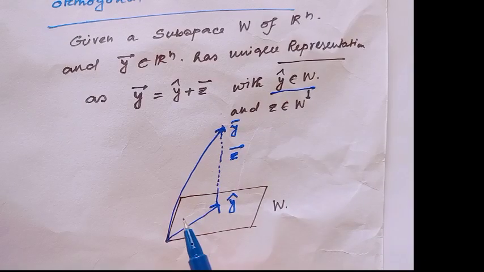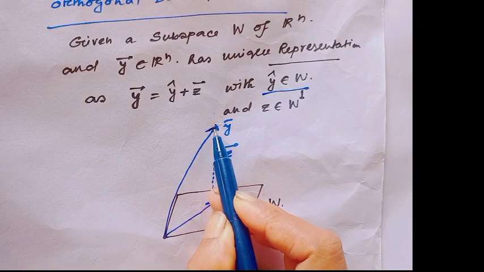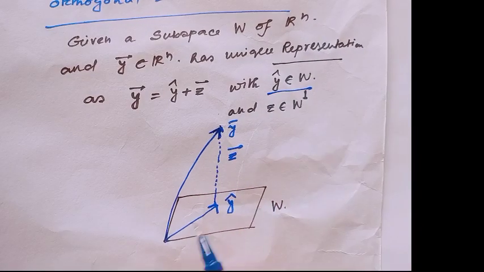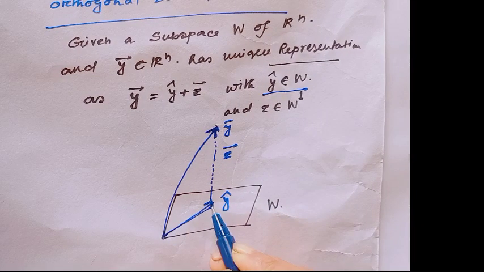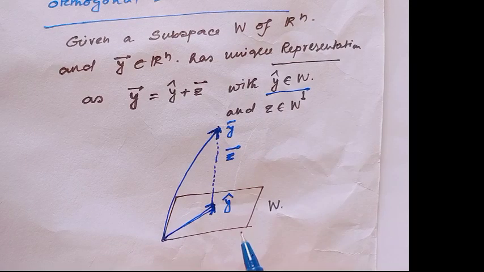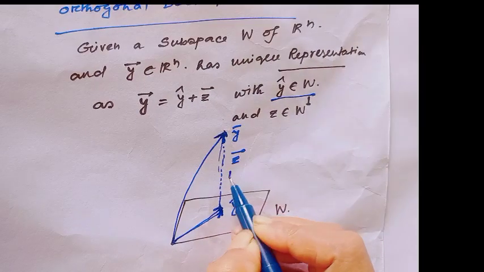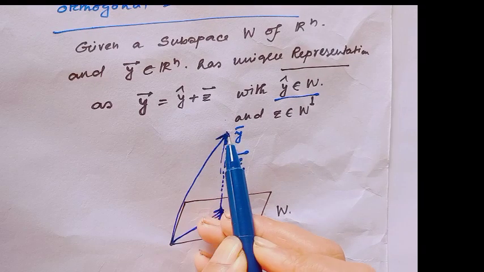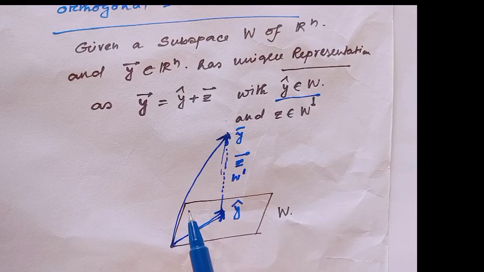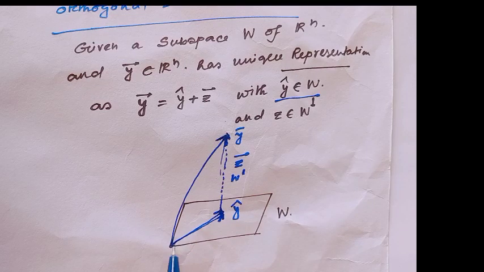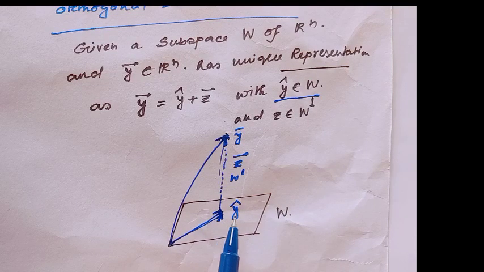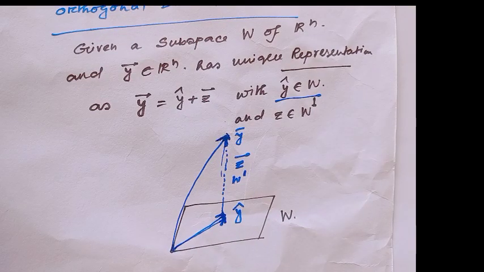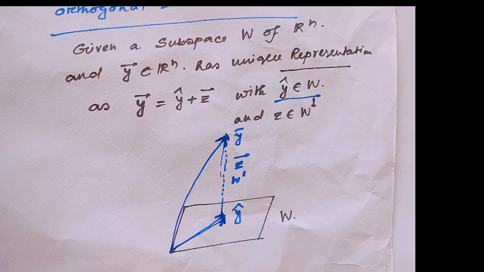We all know any vector in Rn can be written as y cap, which is a member of the subspace W, plus z, which is a member of W perp. That means the vector y projected on the subspace W is the vector y cap. We all know this, and also we all know this picture.